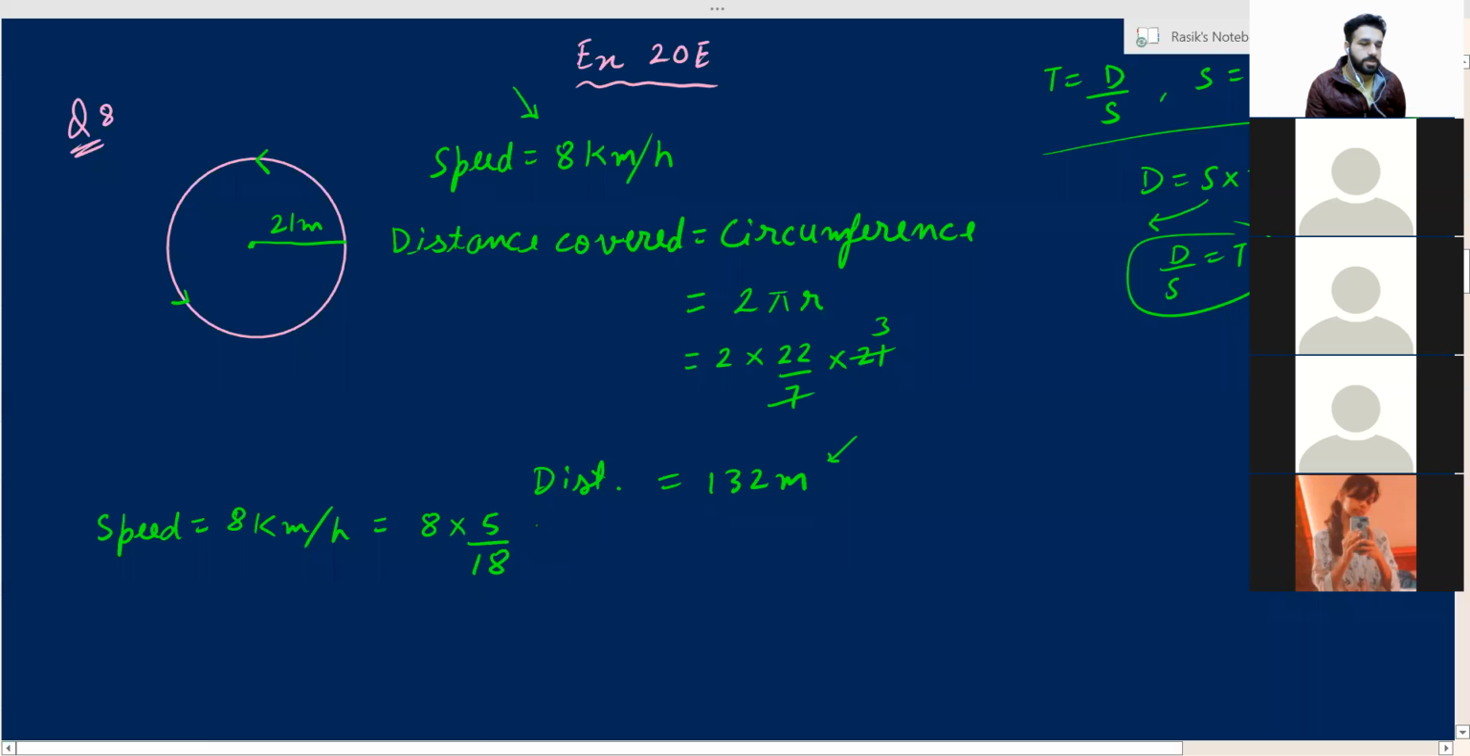Again, this must have been taught to you in science. Your science teacher must have told you how to change kilometer per hour to meter per second. 8 multiplied by 5 upon 18 changes the speed from kilometer per hour to meter per second. So now this is 4, this is 9, we get 20 upon 9 meter per second.